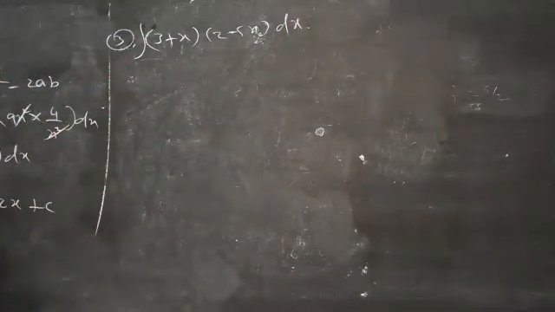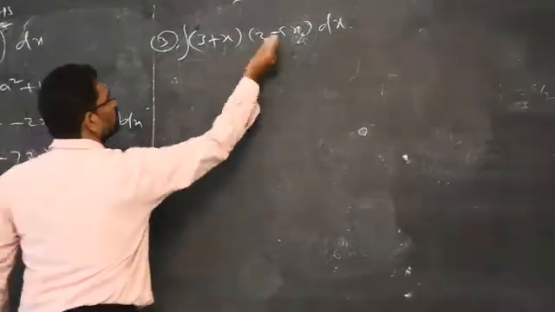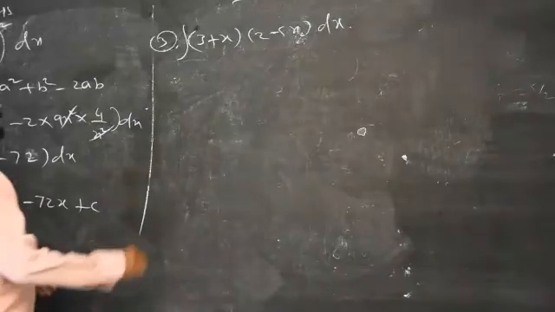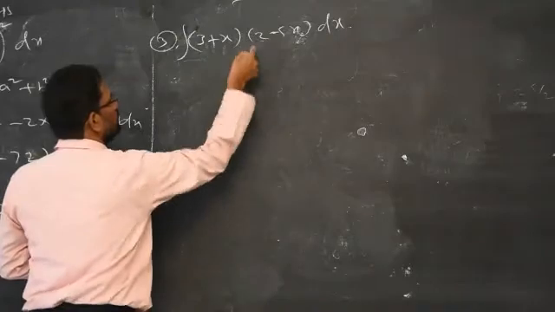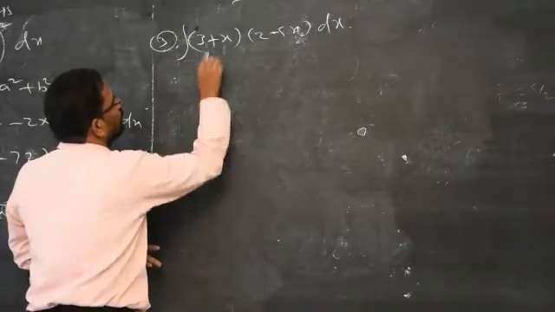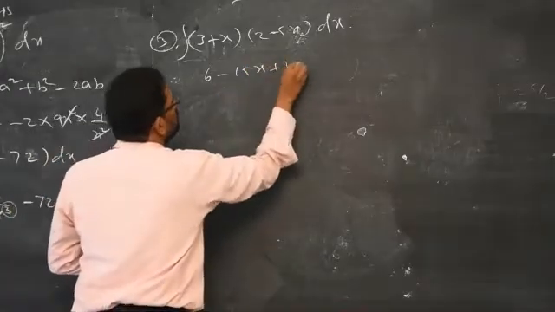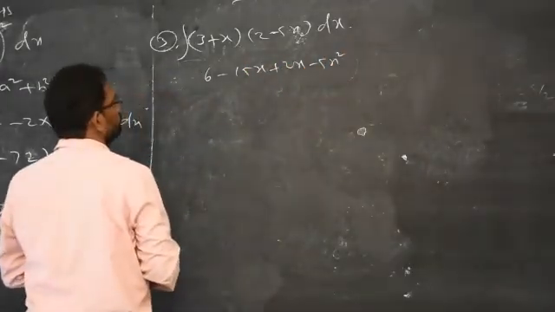See, the integrand is given in terms of factors. It is not like the general algebraic format, so you have to rewrite it into the general form of polynomials. Normal multiplication, binomial into binomial, you can multiply. So 3 twos are 6, 3 into minus x is minus 3x, then 2x minus 5x square. Am I correct?